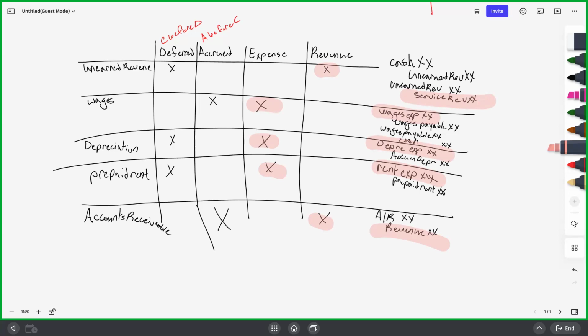So for example, if we know my unearned revenue, well, revenue is going to be a part of that. Wages, well, expense is going to be a part of that. Depreciation, expense is going to be a part of that. So as we keep going forward, we're able to at least put one account in that spot. As far as deferred and accrued, more than likely there's not going to be journal entries associated with those, but you do need to know which ones are deferred and which ones are accrued. There are more than just these examples, so make sure you guys are going through your notes.